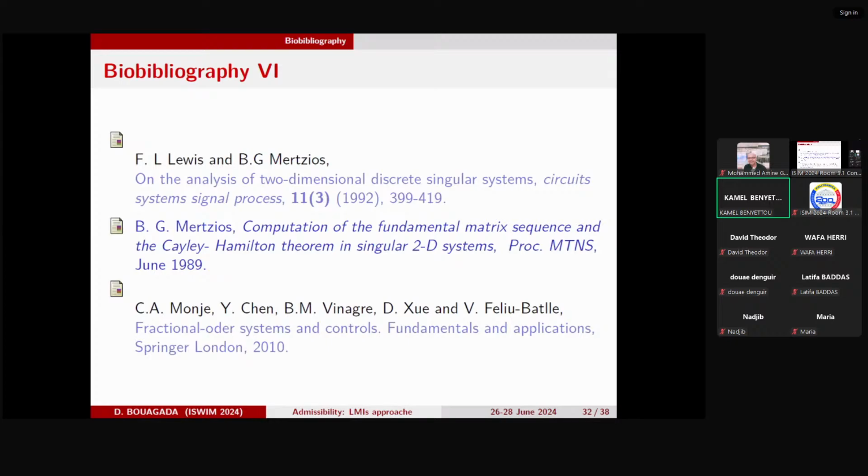The main references are based on the work of Professor Kazor from Poland.